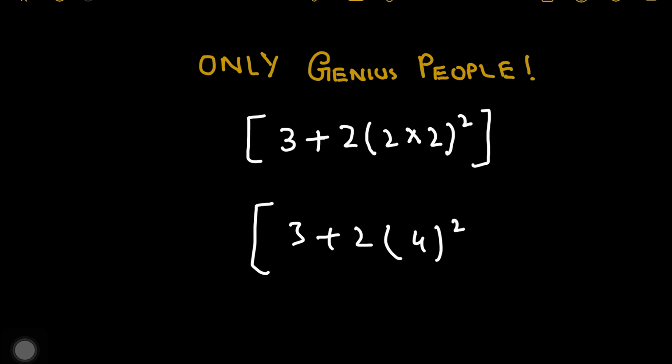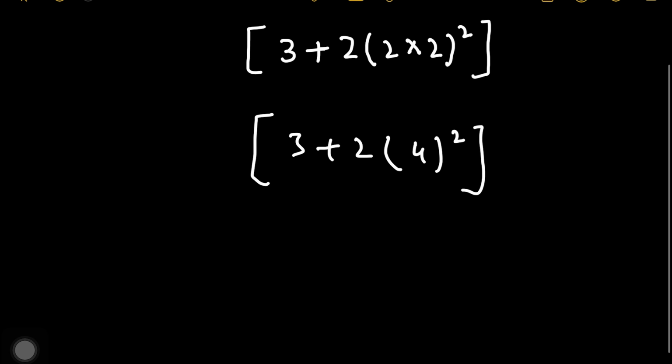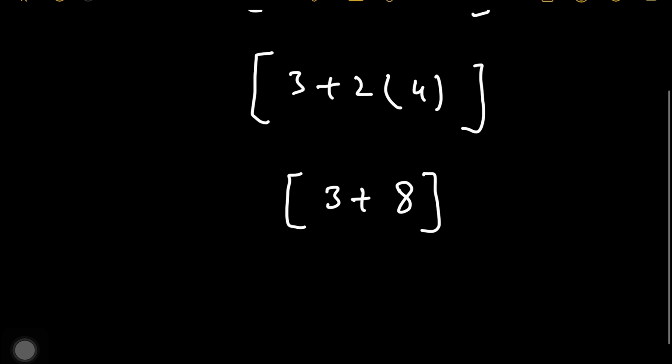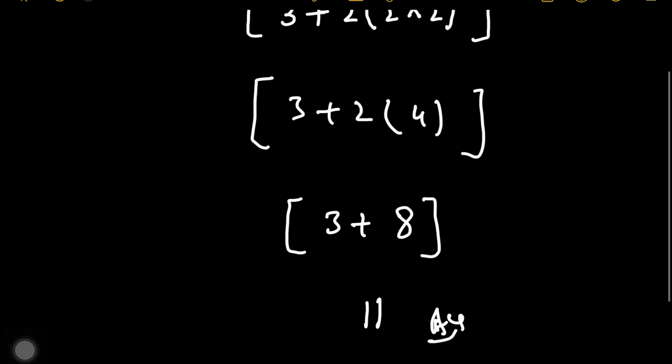Okay, and now we solve the of condition in Bodmas. So now 3 plus 2 multiplied by 4 is 8. Okay, and now 3 plus 8 is 11. 11 is the final answer of this question.